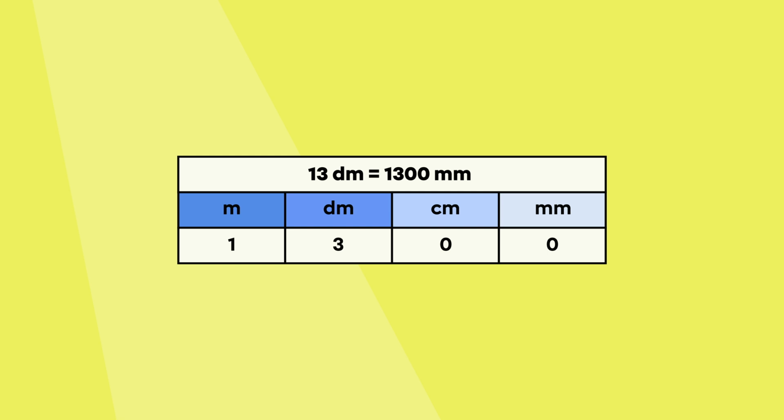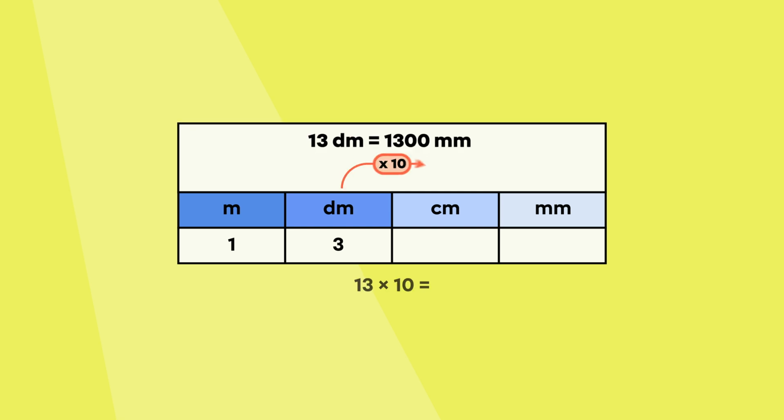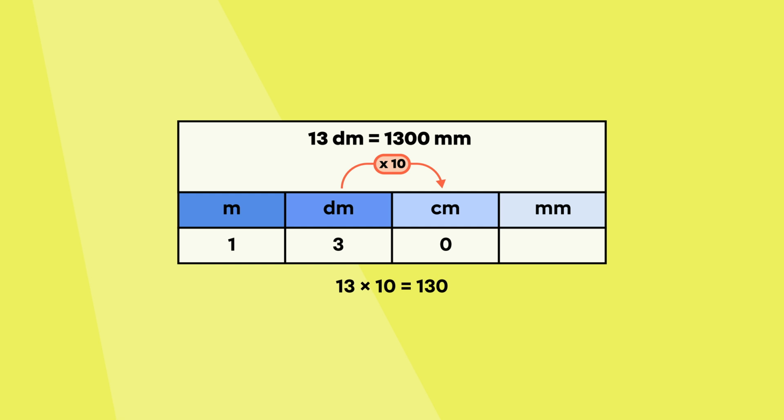Do you know why we write a 0 in each column up to the desired measurement? It's because every time we convert a measurement into a smaller unit, we multiply the number by 10. For example, let's take the original measurement, 13 decimeters, and convert it to millimeters. By multiplying 13 by 10, I get 130 centimeters. Since I want to convert the measurement into millimeters, I multiply it again by 10. 130 centimeters times 10 equals 1,300 millimeters.